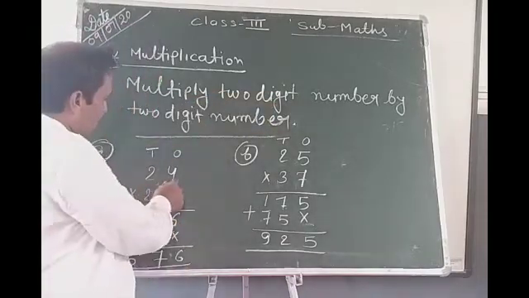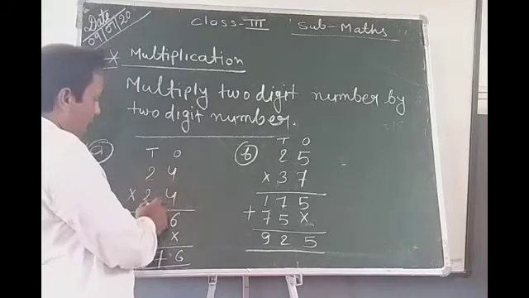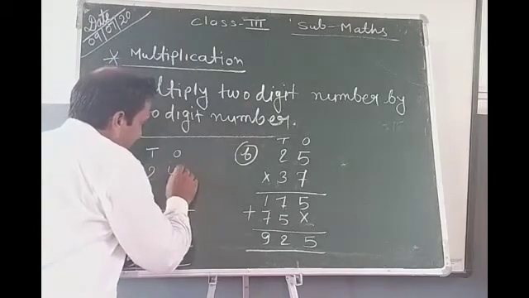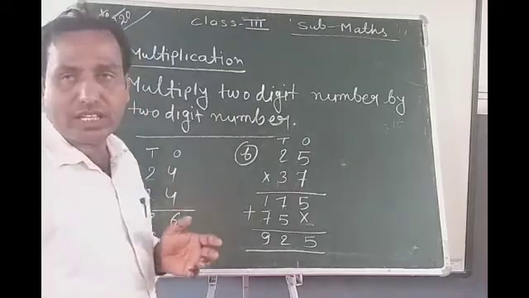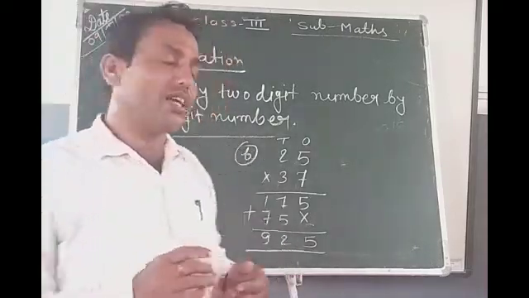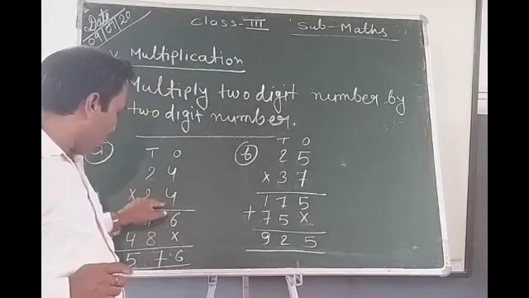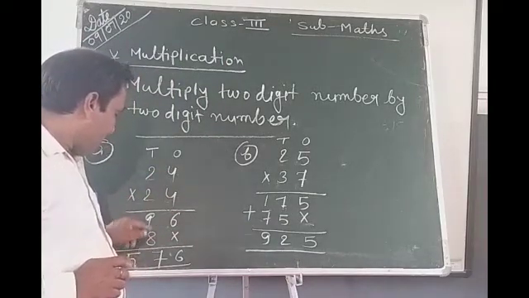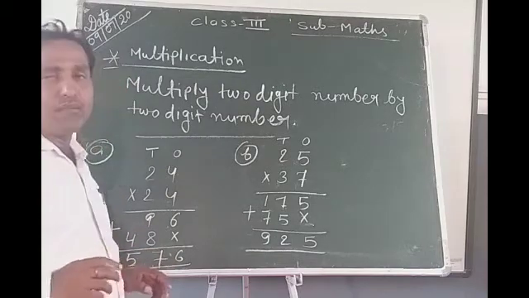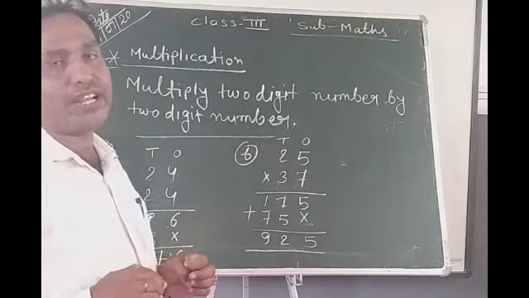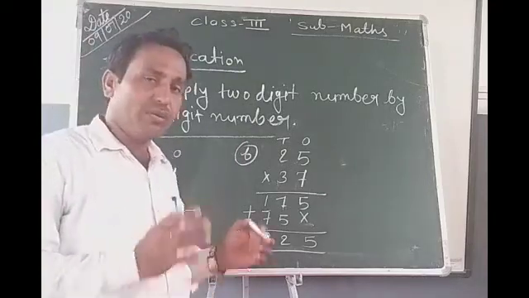So today's topic is to multiply a 2-digit number by a 2-digit number. You see here the 2-digit number, it is 24. What is it called? It is called the multiplicand. The number that you multiply by another number is called the multiplicand. And this one down, 24, is the multiplier, and this one is the product. Any multiplication has 3 parts: one multiplicand, one multiplier, and one product.